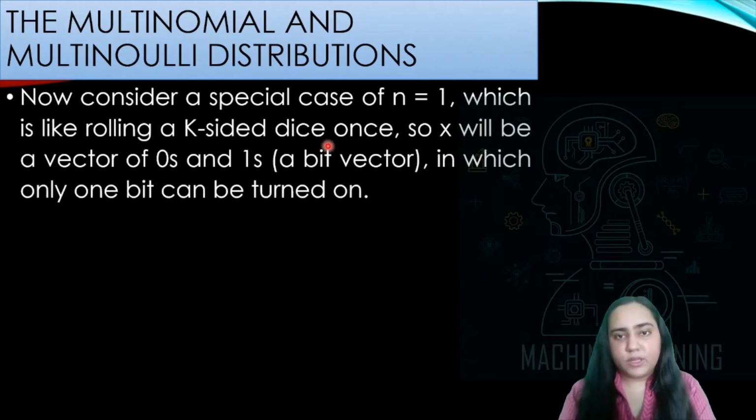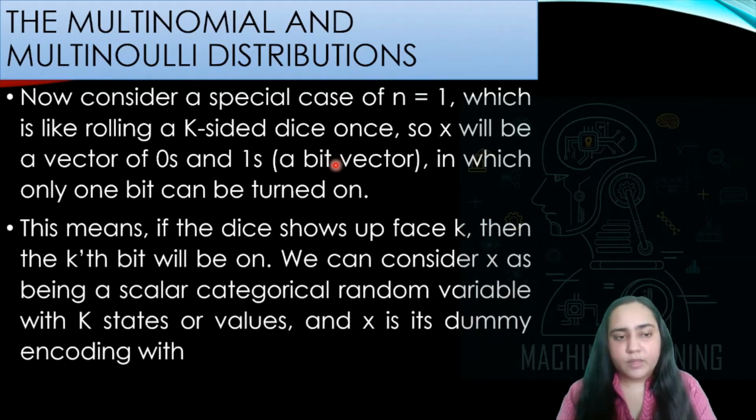And now consider a special case of n equal to 1, which is like rolling a k-sided die once. Okay, so x will be a vector of zeros and ones, like a bit vector, in which only one bit can be turned on. Previously, we talked about rolling a 6-sided die multiple times, but if you want to roll the die only once, then the die is going to show up as face k, and the kth bit will be on. It is a bit vector where only one of the bits is 1 and the rest are 0.